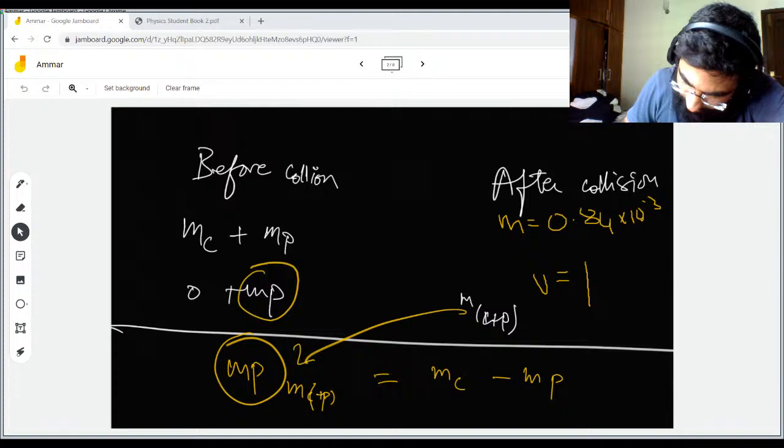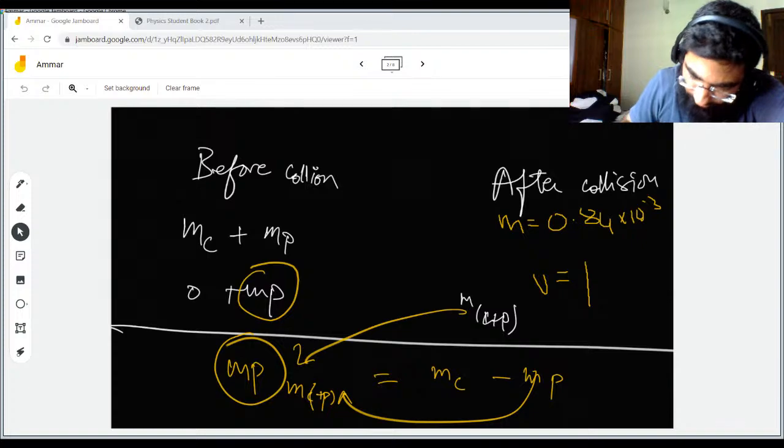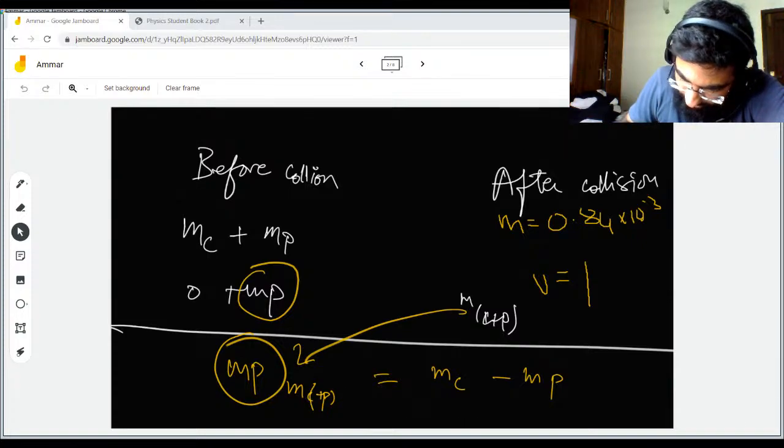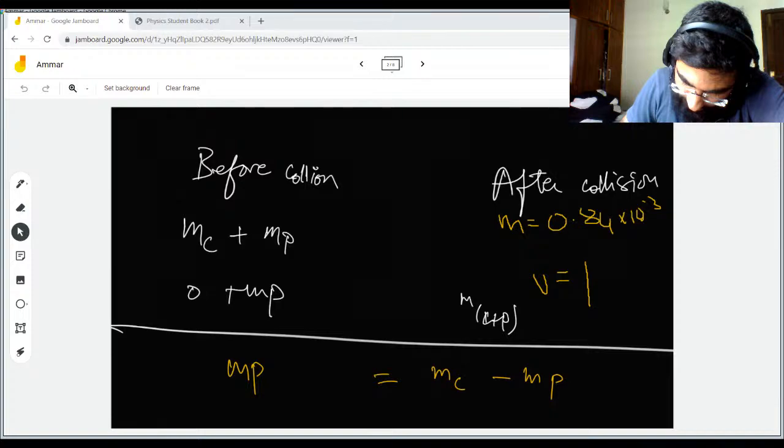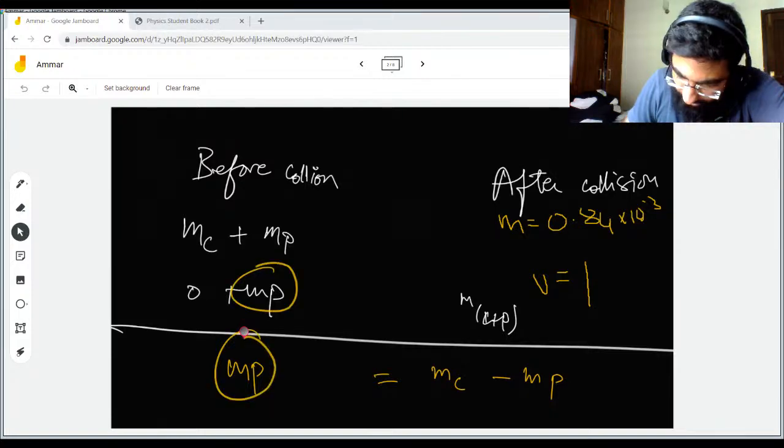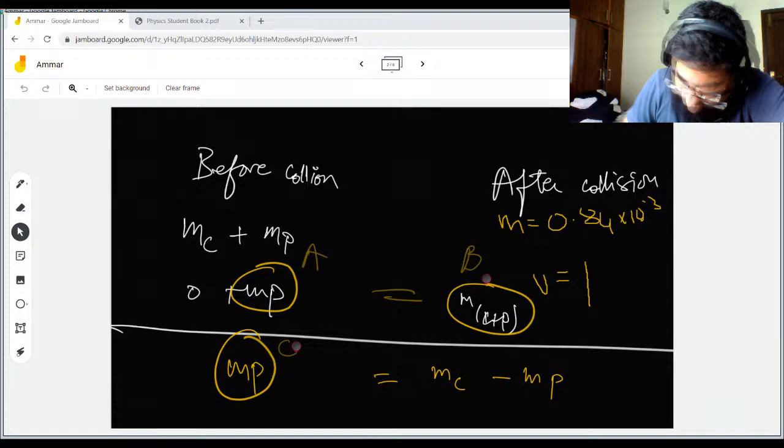If I make it go to this side, it will be... or let me do it in a relatively neat way. Did you get this step? So before collision, their momentums are the same. So after collision, A is equal to B, sorry, A is equal to C. So I'm saying B is equal to C. I'm putting B is equal to C, right?